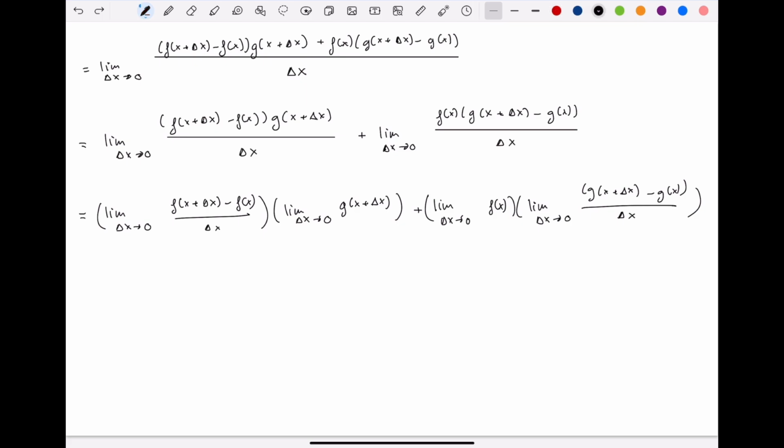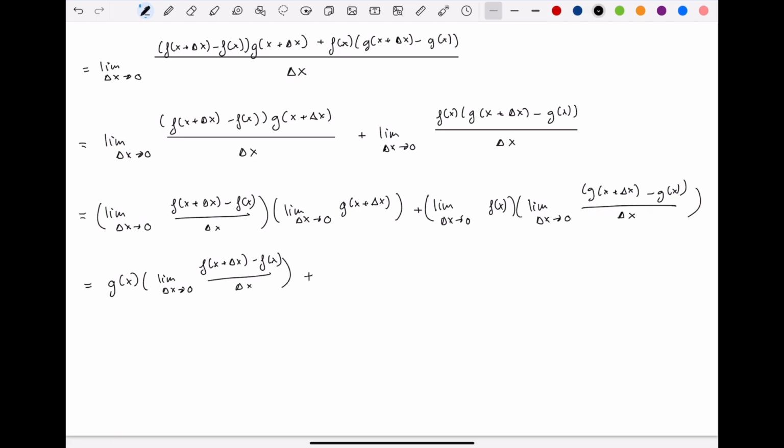We're almost there, I promise. So now, what is the limit as delta x approaches 0 of g of x plus delta x? Well, that's just going to be g of x. As delta x approaches 0, you're going to simply end up with g of x. So we can write this part as g of x times the limit as delta x approaches 0 of f of x plus delta x minus f of x, all of that over delta x.